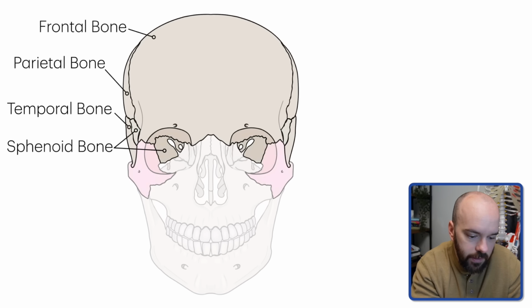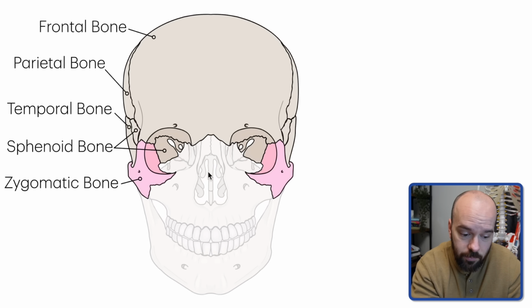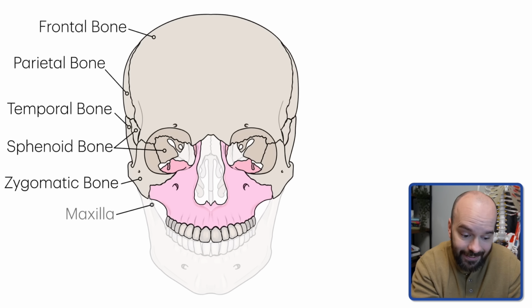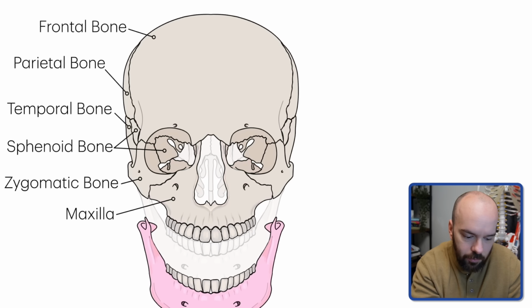Up next we have the zygomatic bones. So there's the cheekbones on either side. We have the maxilla. Again, the inferior orbital surface is made of the maxilla. We've got the frontal process of the maxilla right there. This is going to be the infraorbital foramen. We have the supraorbital and infraorbital foramen. And then we've got the mandible down here.